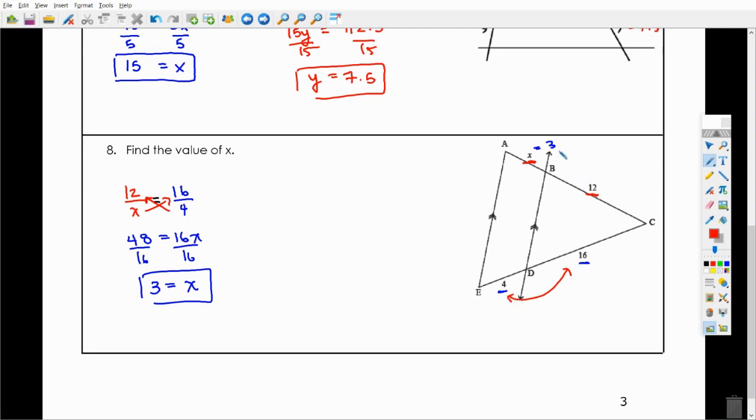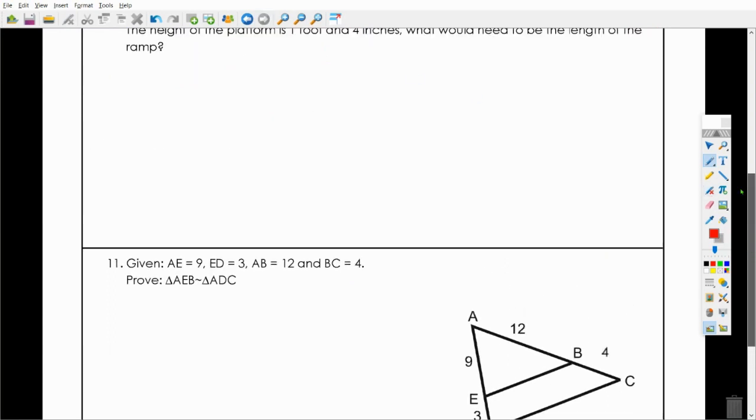All right, and it makes sense because if you kind of check, some of you might have done that. If you look from 4 to 16, you have to multiply by 4. What times 4 gives us 12, 3. Or you could do the opposite. Divide 16 by 4, you get 4. Divide 12 by 4, you get 3.